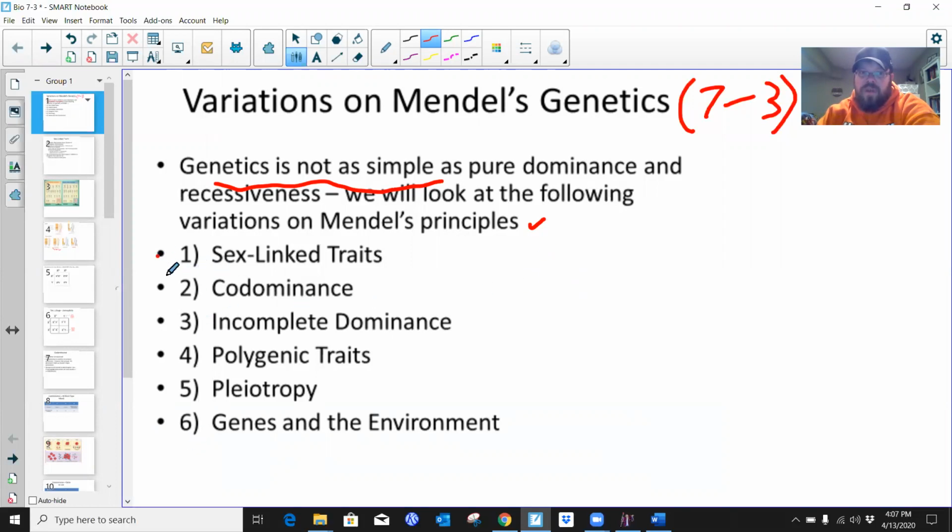Sex-linked traits, codominance, incomplete dominance, polygenic traits, pleiotropy, and finally genes and the environment. So we're going to look through these 6 things in this lecture. Again, I'd recommend you get through the first 3 or 4 today, and then look at the last 3 or 2 tomorrow. So just divide this up a little bit.